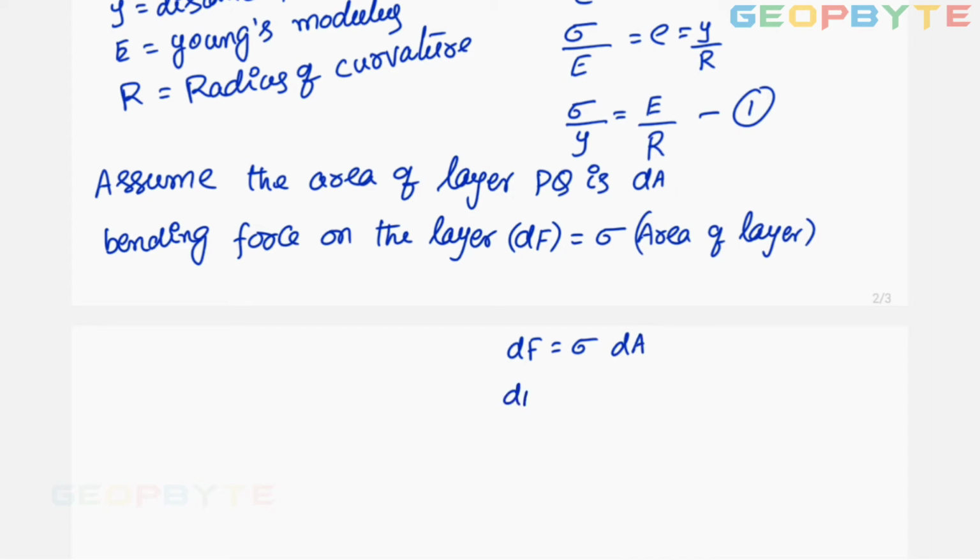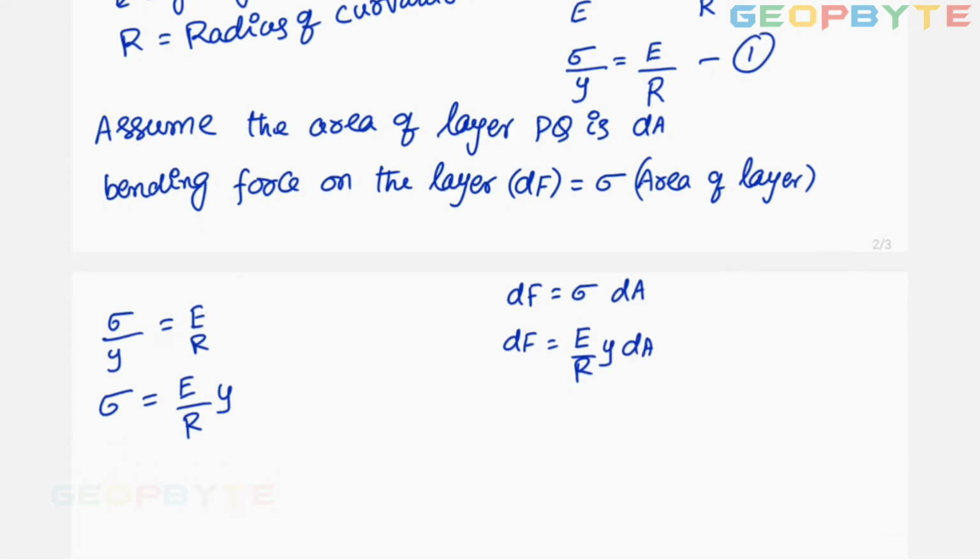But dF equals sigma times dA. Look at the sigma. What can be written from the stress? From this, one more step: sigma by y equals E by R. From this, stress sigma equals E by R into y. So in place of sigma, I can write E by R into y into dA. That is the force on the layer.